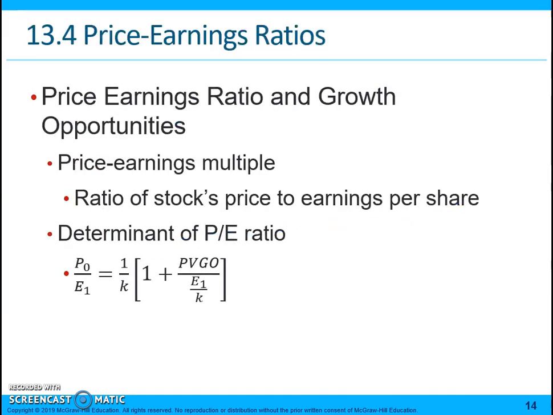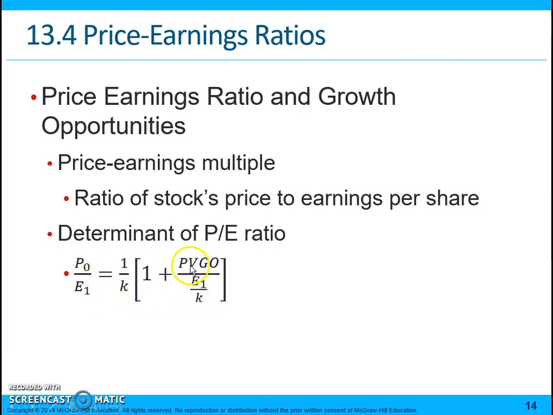Now we shift to the price earnings ratio. The price earnings ratio is a ratio of the stock's price to its earnings per share. The determinants of the price earnings ratio can be analyzed using this formula here. The price earnings ratio is equal to 1 over the required rate of return, multiplied by 1 plus the present value of growth opportunities divided by the earnings divided by the required rate of return, which, hopefully you recognize, is the no growth value of the firm.